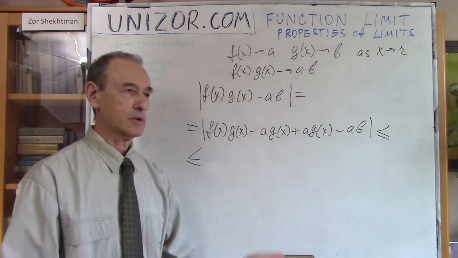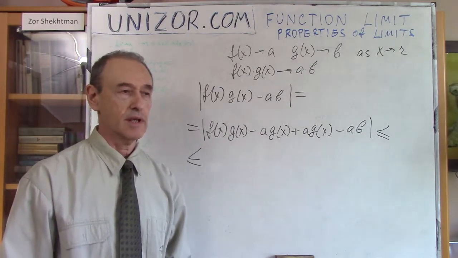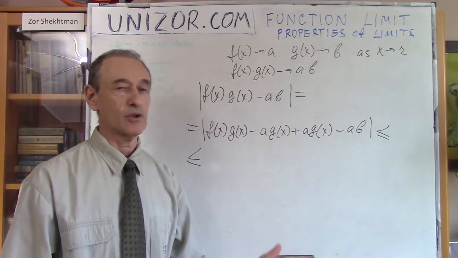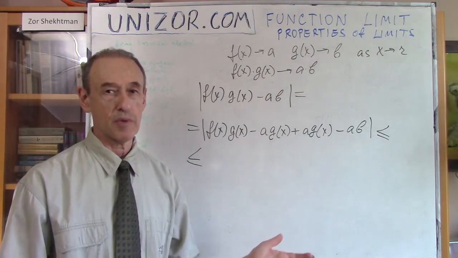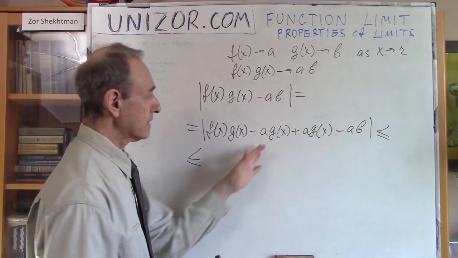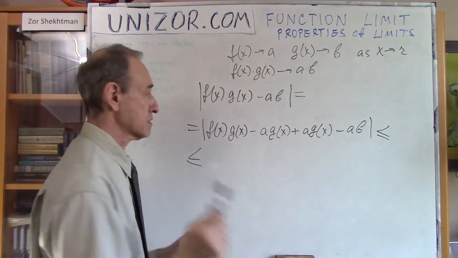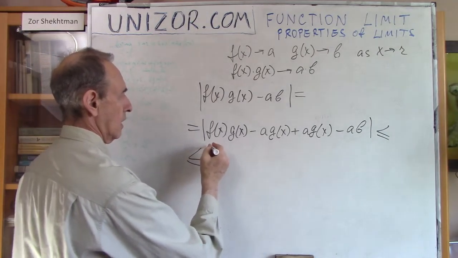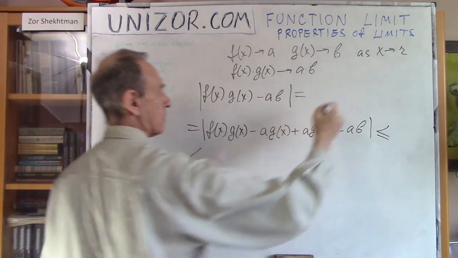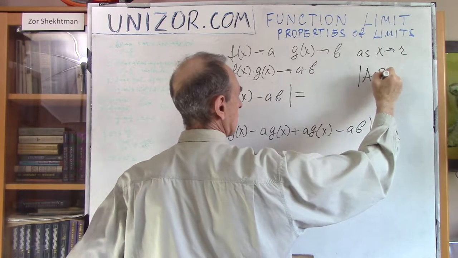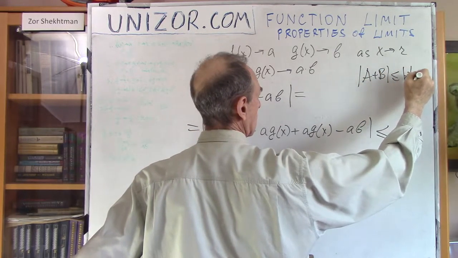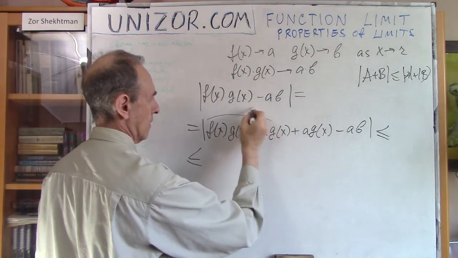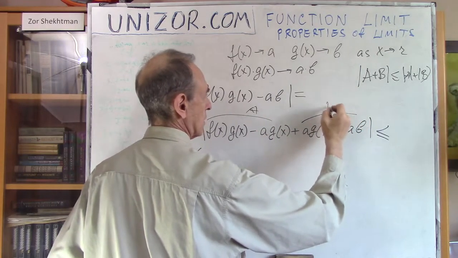Well, how did I come up with this? Difficult to say, because probably some very, very long time ago somebody showed it to me, and since then I remember this trick. But anyway, it is a little trick. And why did I do it? Here is why. Because now I can separate f and g. Here's how. Remember this? So this is my A, and this is my B.